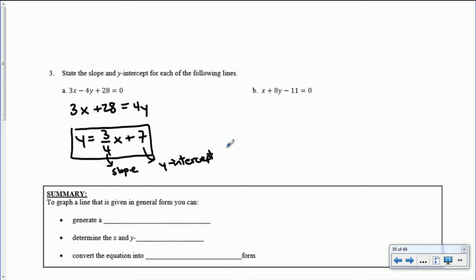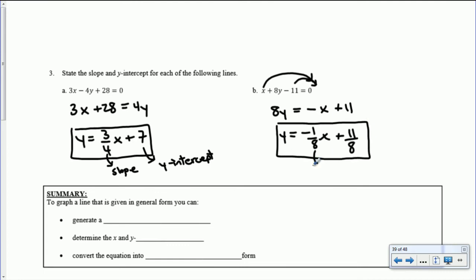Okay, similar for this one. Again, I'd recommend you maybe just pause and try that out on your own, but I'll go through it right now. So what I'm going to do is go negative x plus 11. I brought these over to the right side of the equation, and now I need to divide by 8. Negative 1/8 x plus 11/8.